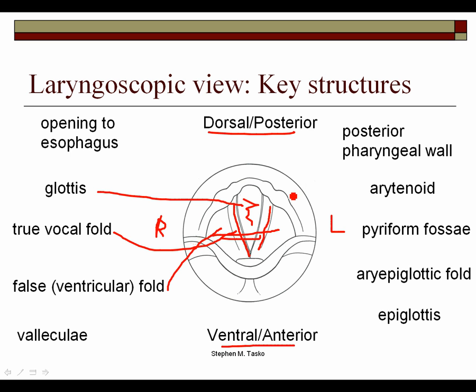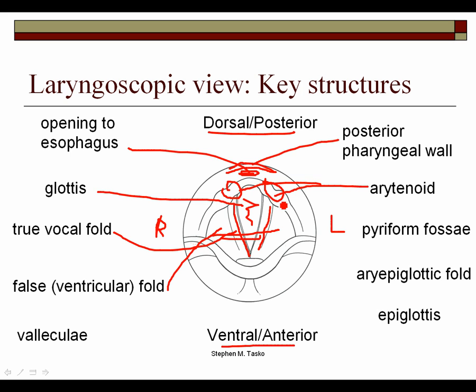The arytenoid cartilages are located roughly right in here, and this should be clear from that last image that we saw. So the arytenoids are there and there. And what we're looking at right about here is the posterior pharyngeal wall. And right in this area here is the opening to the esophagus. The esophagus is just posterior to the larynx. And so that's what we're looking at there.